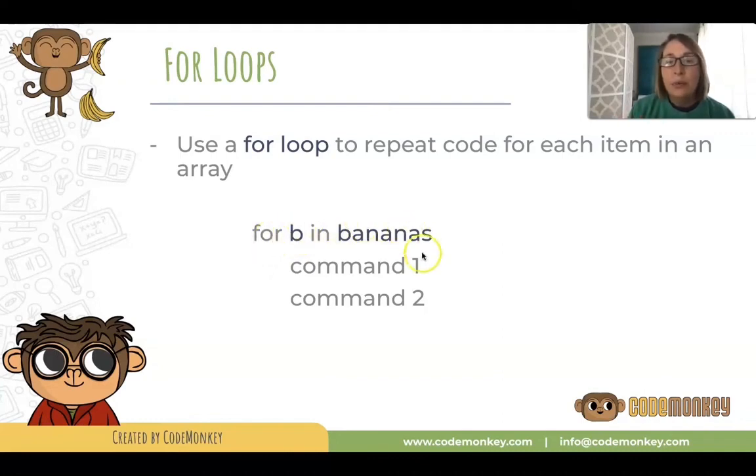So the first time through, B is going to be the banana with index 0. The second time, it will be the banana in bananas with index 1. And so on, all the way through all the bananas. However, if bananas just had 3 bananas in it, it would loop 3 times. Let's look at an example.